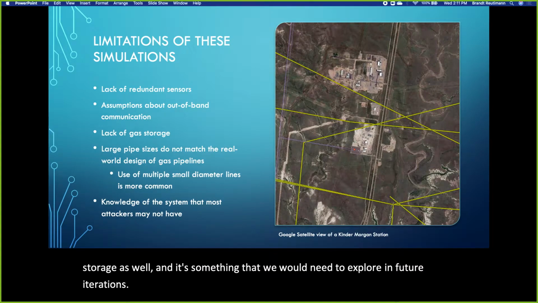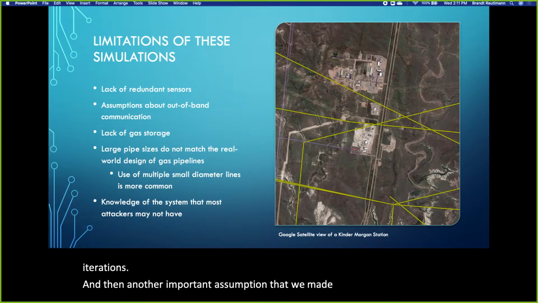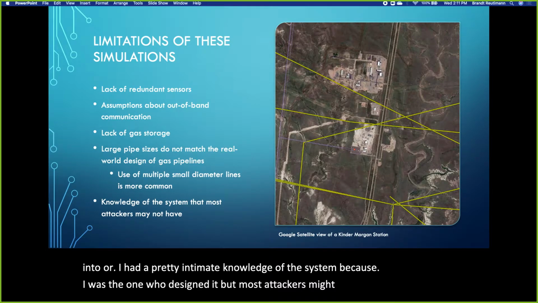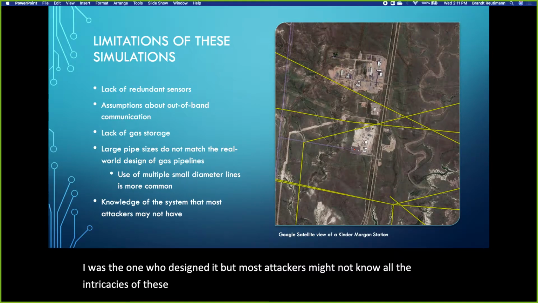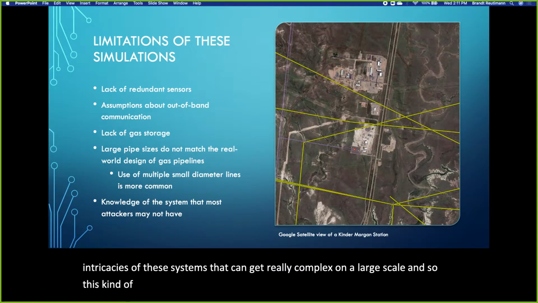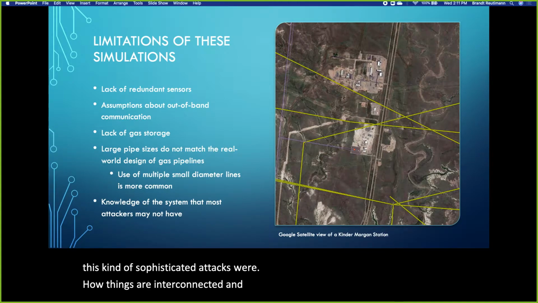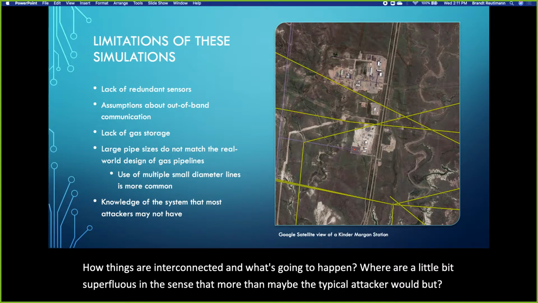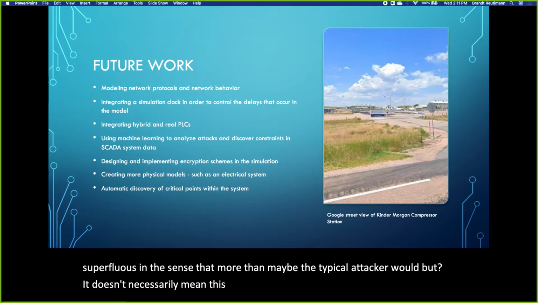And then another important assumption that we made is that I had a pretty intimate knowledge of the system because I was the one who designed it, but most attackers might not know all the intricacies of these systems. They can get really complex on a large scale. And so this kind of sophisticated attacks where you know how things are interconnected and what's going to happen where are a little bit superfluous in the sense that you know more than maybe the typical attacker would, but it doesn't necessarily mean these insights are any less valuable.